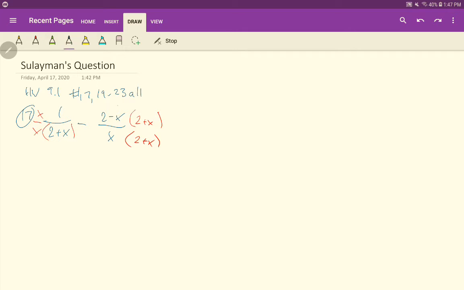And I'll go ahead and then rewrite. So x times 1 is going to be just x. And then x times 2, x times x will be 2x plus x squared. You can multiply it out. You can also just leave it unmultiplied as x times 2 plus x. Actually, I find it a little bit easier to leave it unmultiplied, so I'm just going to do that. But I will go ahead and multiply these numerators together. So let's see here. That is going to be 4 minus 2x, and then plus 2x minus x squared over x times 2 plus x.